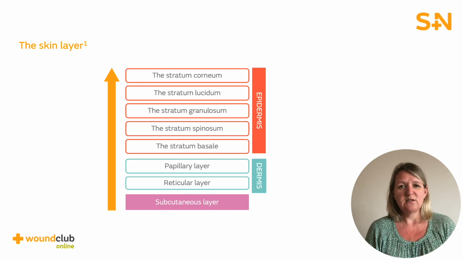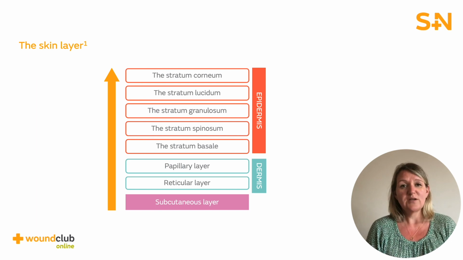The stratum lucidum is a layer that is found in areas such as palms of the hands and soles of the feet where the skin is thicker. This layer provides some degree of waterproofing to the skin. The stratum corneum is the outermost layer and consists of 25 to 30 layers of flattened dead keratinocytes.